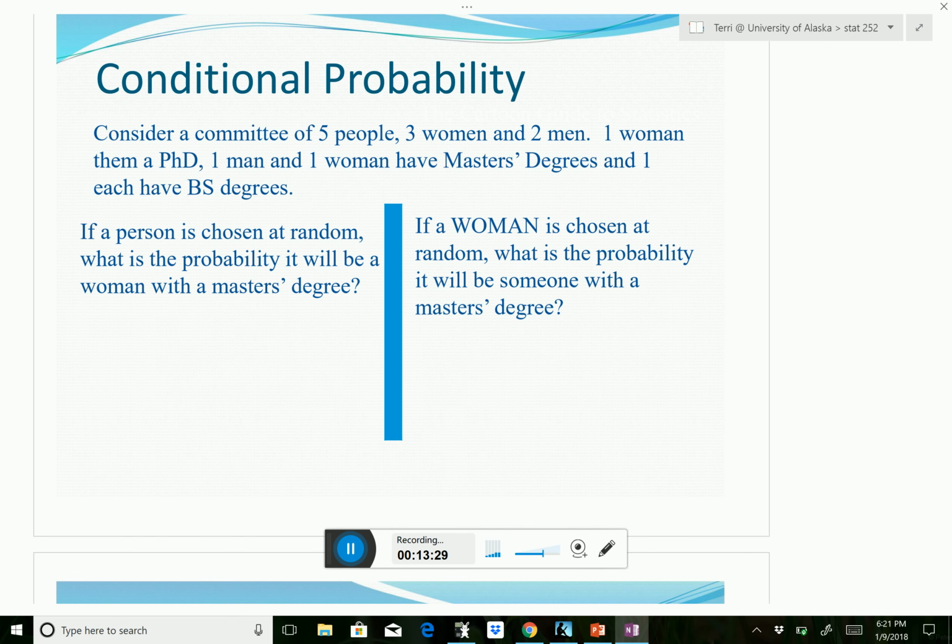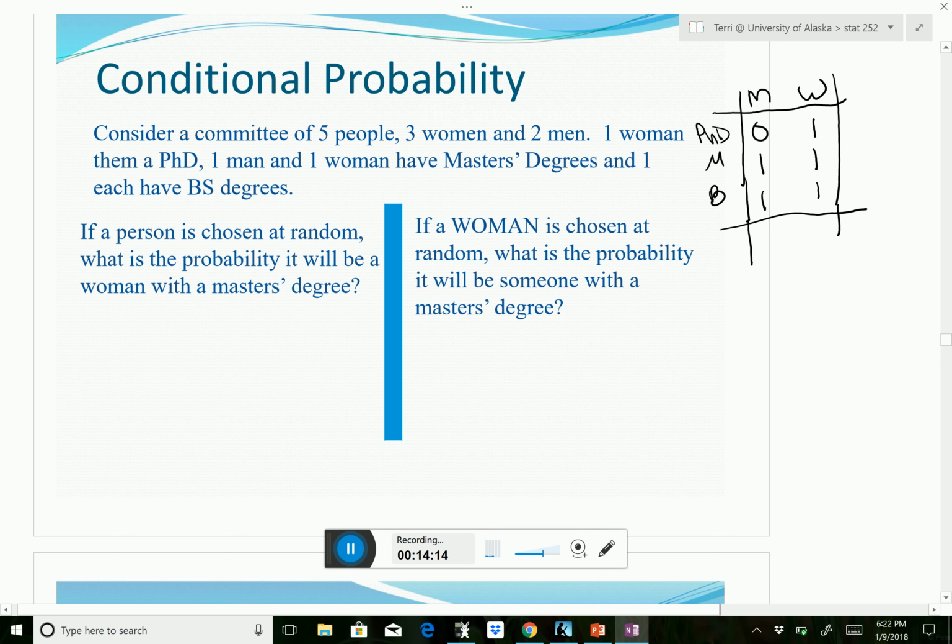Consider a committee. We have a committee of 5 people, 3 women and 2 men. One woman has a PhD, 1 man and 1 woman have master's degrees, and 1 each have BS degrees. Now that sounds really confusing, so we can make a contingency table out of that. We can say men, women, and we can say PhD, masters, bachelors. This might be a little bit easier to see. So now we can actually make this contingency table. This is 1, 2, 2, 2, and 3.